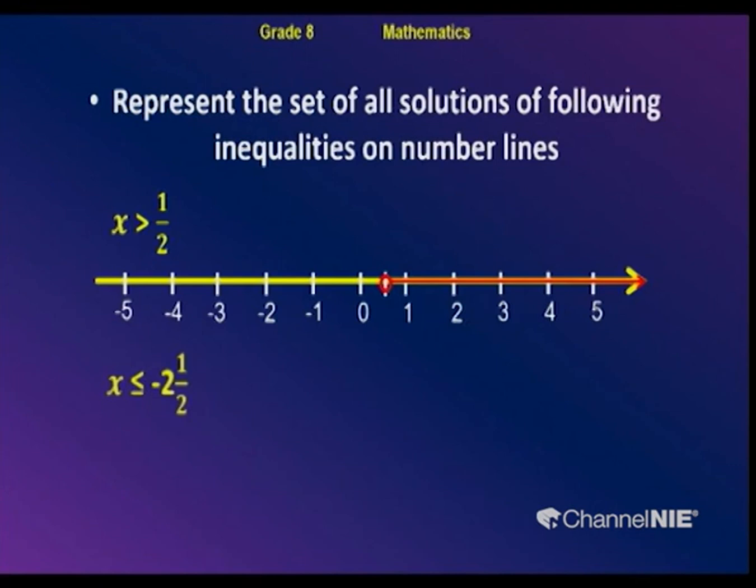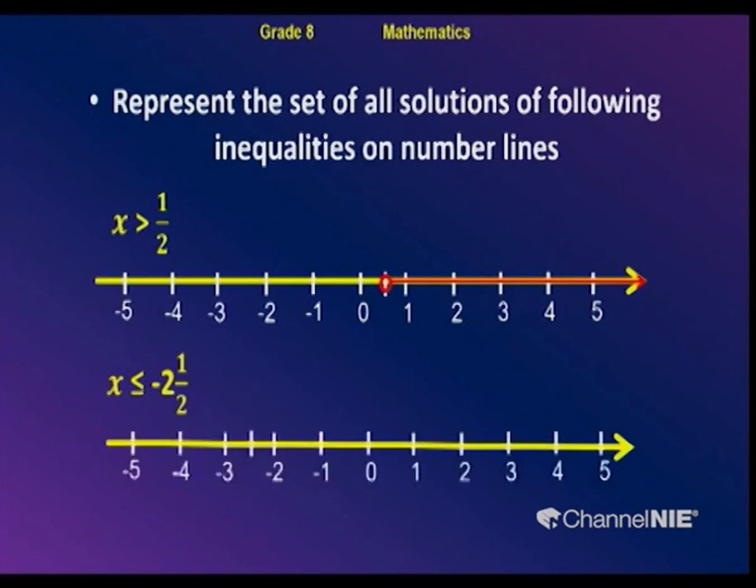X is less than or equal to minus 2.5. First you have to draw the number line. Then mark minus 2.5, because here it is about the set of all solutions. Then you can use decimals and fractions also. Then mark this point and color it because x is equal to minus 2.5. Then draw the line like this.